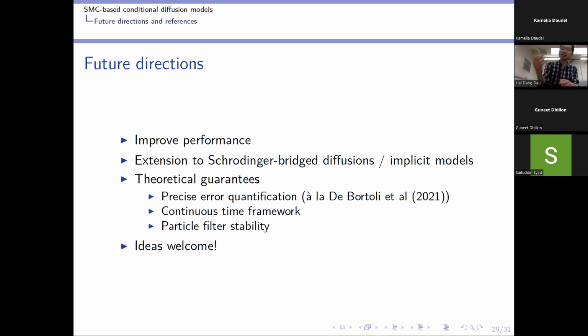Then another direction is to extend this to other kinds of diffusions with more complicated structure, for example when you apply Schrodinger bridge, or when you use implicit models and so on. The theoretical guarantees are also something missing, because for the moment, as I have repeated multiple times, we assume that the neural network learns perfectly the backward dynamic, which is never the case.